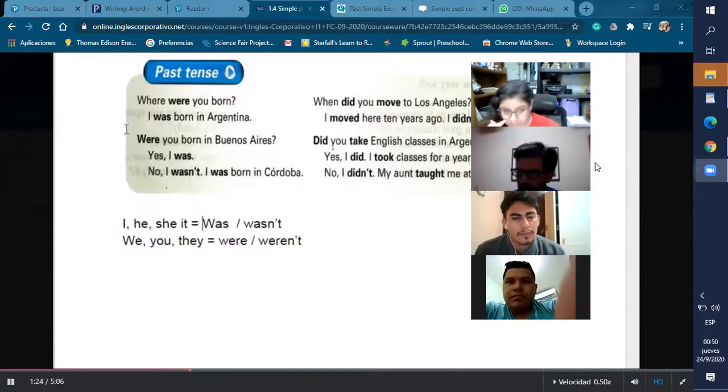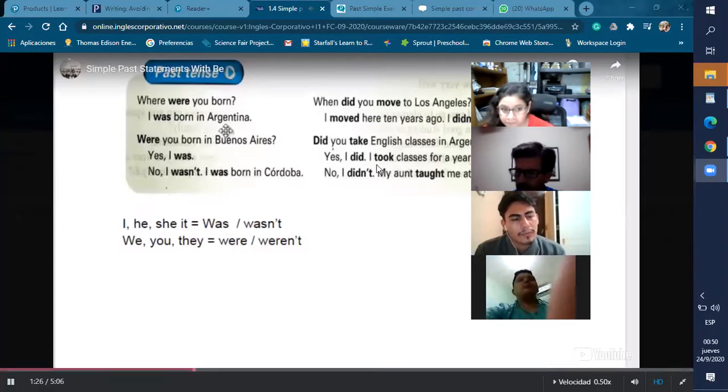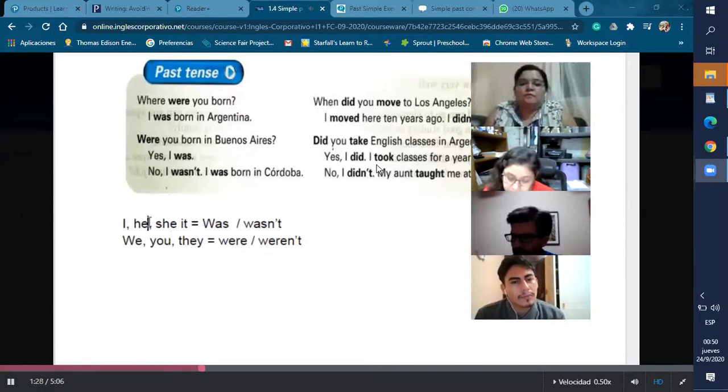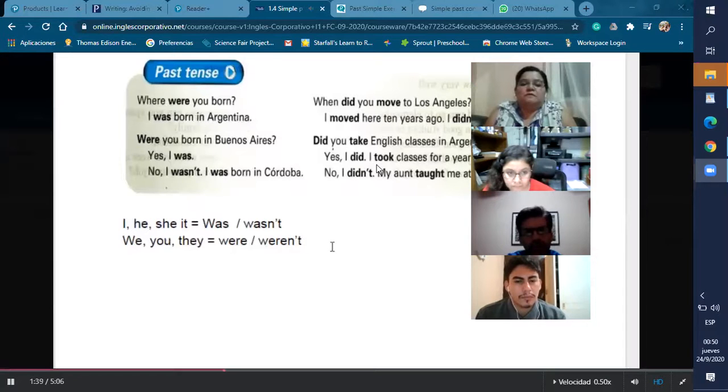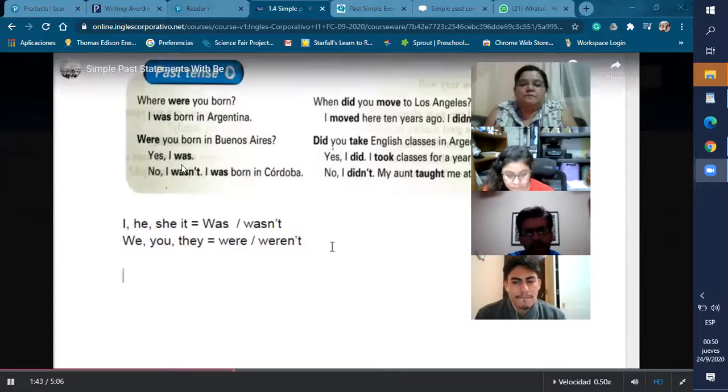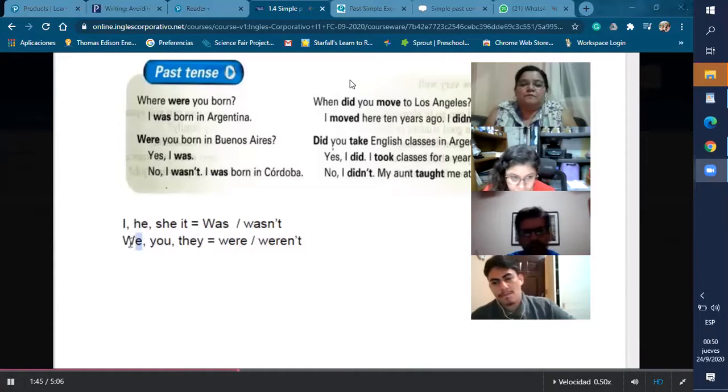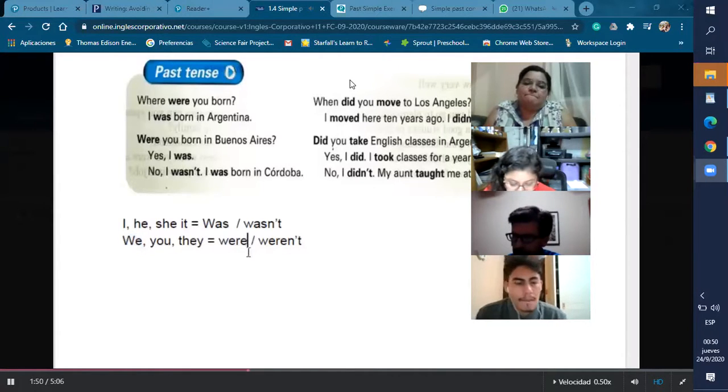So if we look at our example here at the top, I was born in Argentina. If I use another pronoun, let's say he, then I will say he was born in Argentina. If I were to use the pronoun she, then I would say she was born in Argentina. And obviously the same thing whenever we make a positive or negative sentence with the other pronouns. If I were to talk about we, we will say we were born in Argentina. You were born in Argentina. They were born in Argentina.